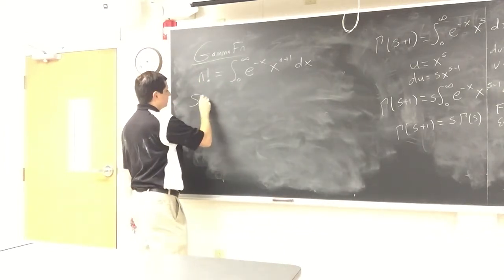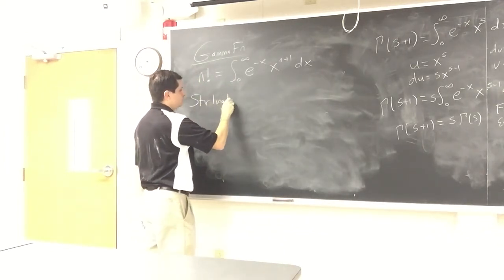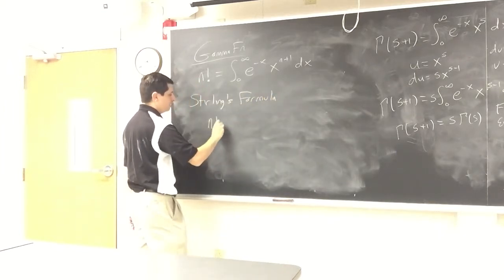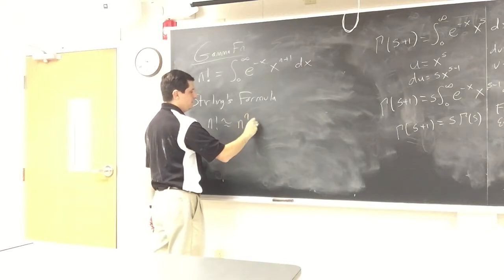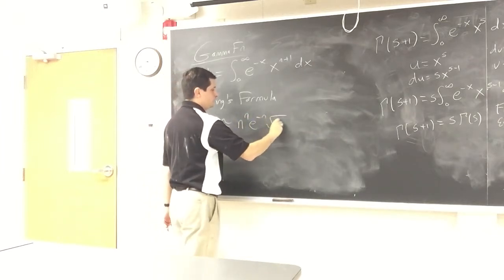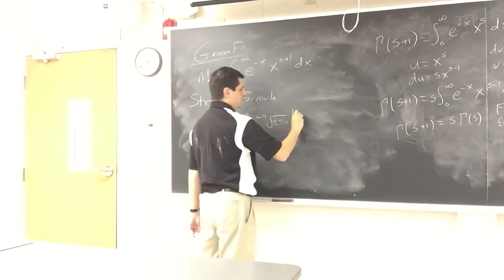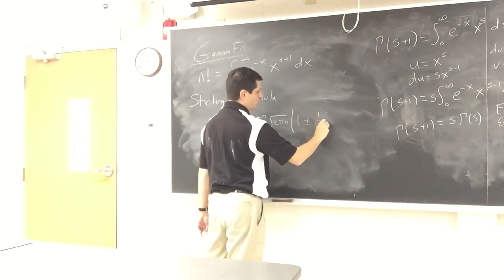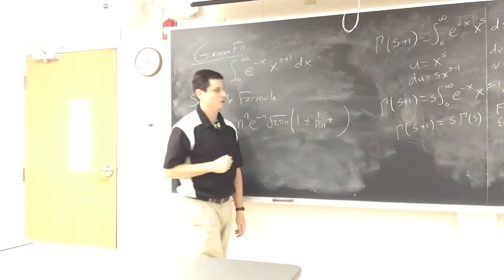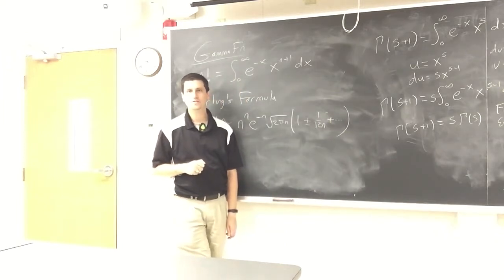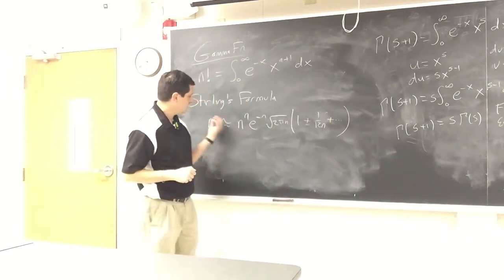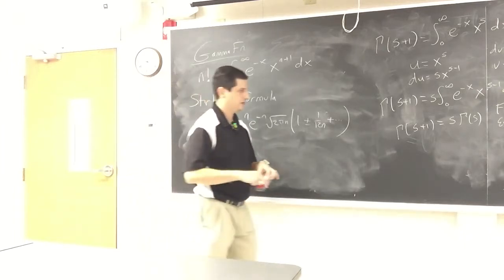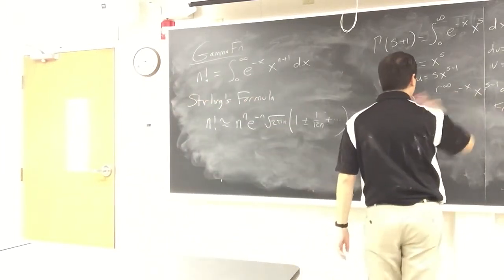So Stirling's formula, which we will prove later, is n factorial is about n to the n, e to the minus n, square root of 2 pi n, and then 1, I think it's either plus or minus 1 over 12n. I forget which way it goes. So you have some kind of expansion like this. The main thing is that n factorial is about n to the n, e to the minus n, square root of 2 pi n.